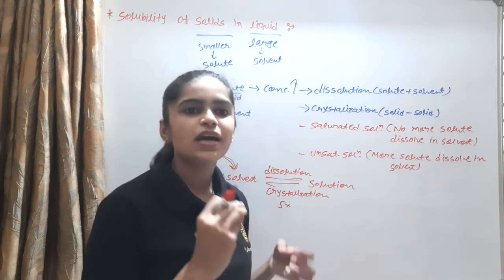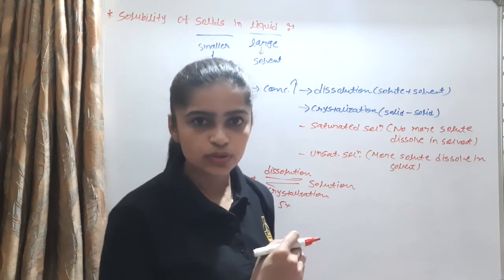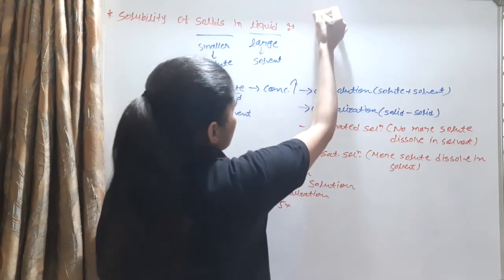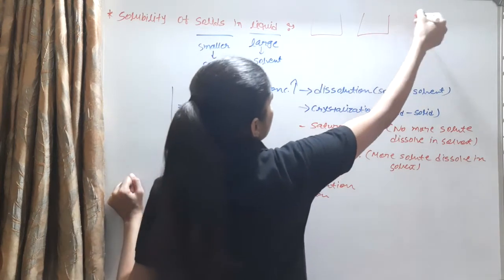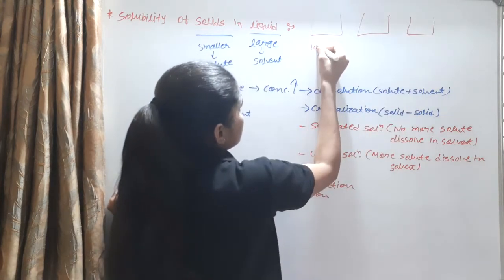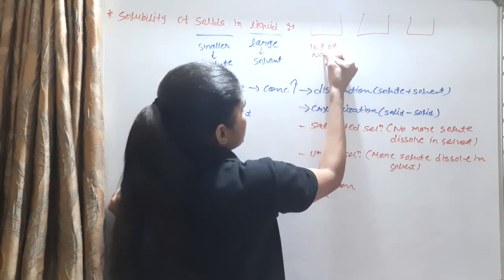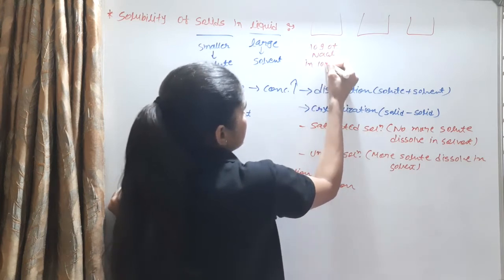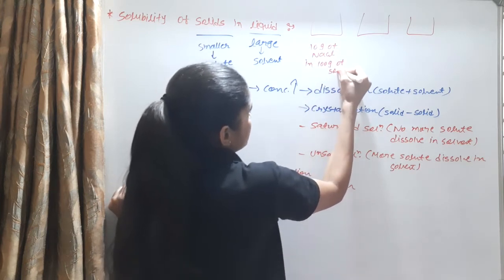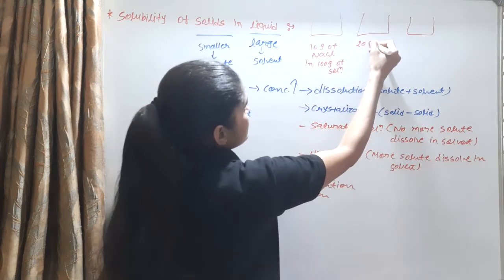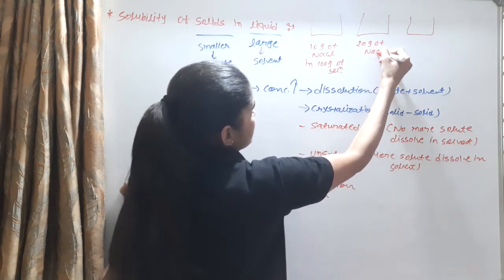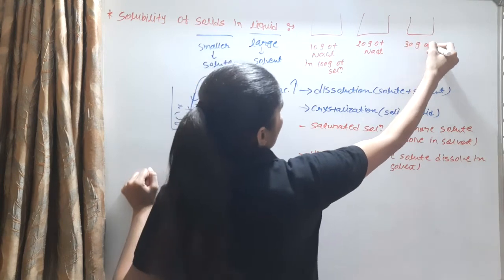We discuss the highest concentration of the solute. First, we take an example. These are 3 beakers. In this beaker, 10 gram of NaCl in 100 gram of solution. That is the same, but in this one it is 20 gram of NaCl, and in this beaker 30 gram of NaCl.